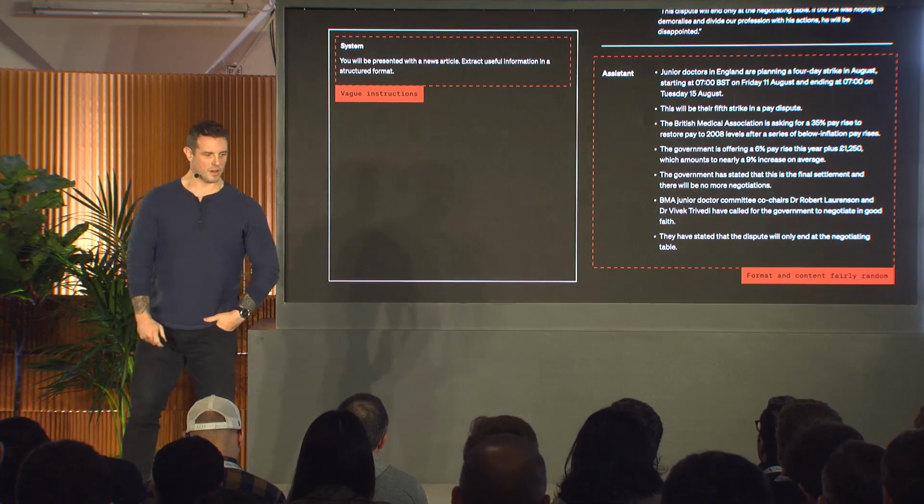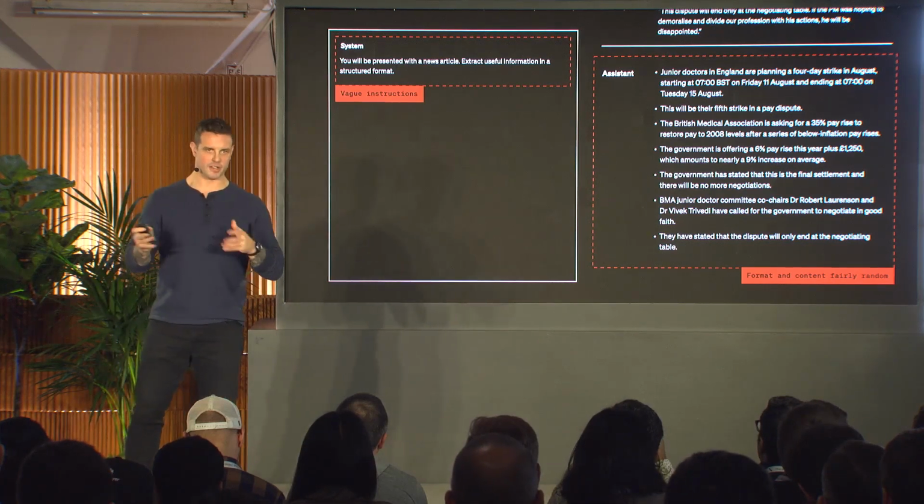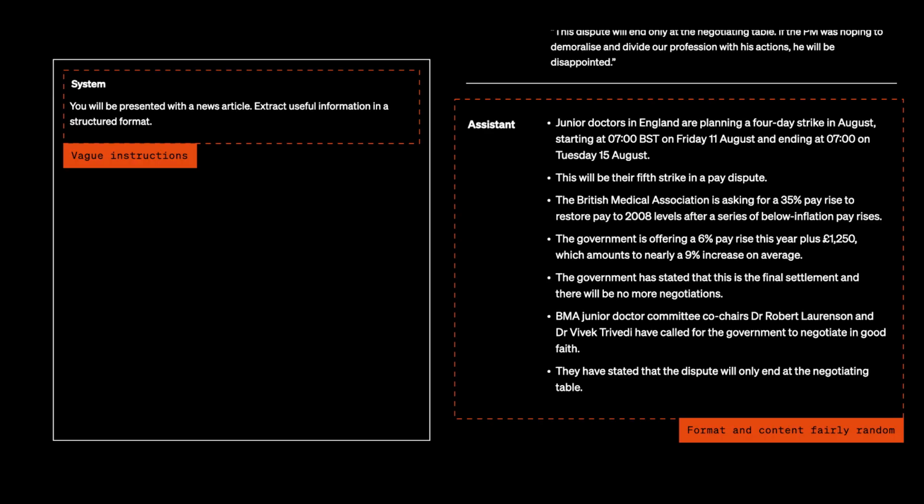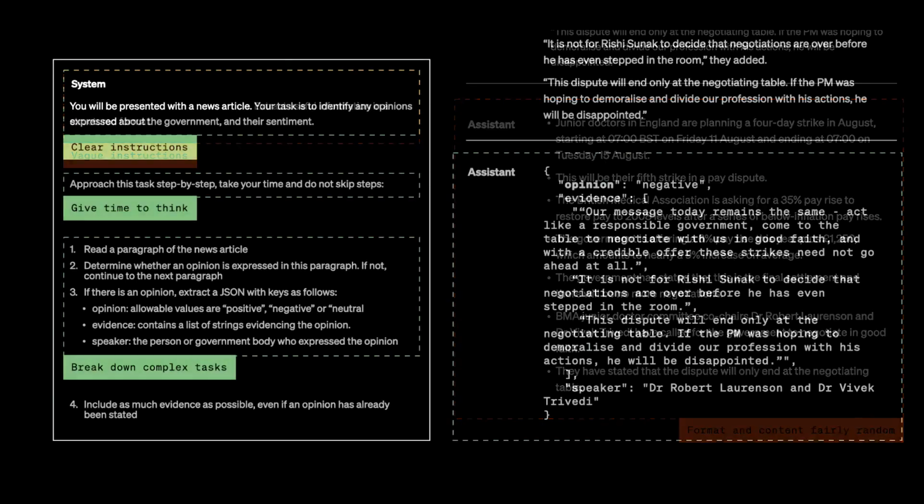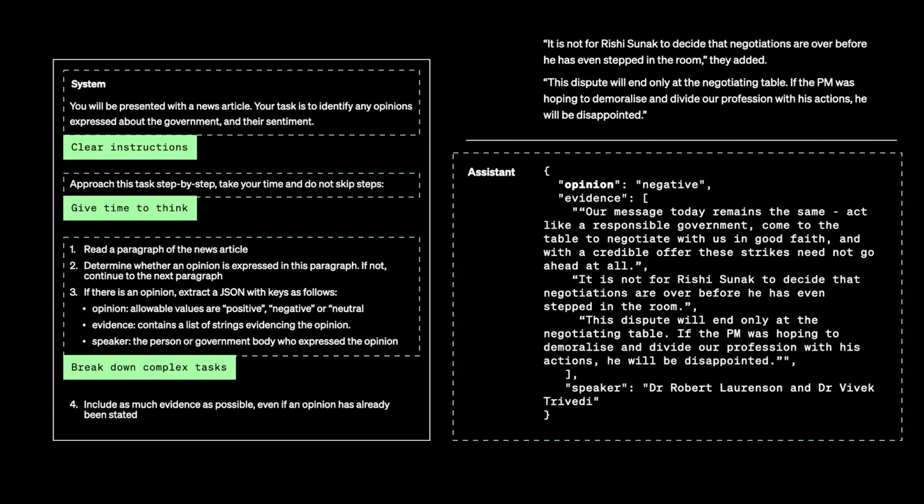So, a quick recap of things not to do and things to do with prompts. We've got a pretty bad prompt here with some vague instructions and some fairly random output. And just recapping a couple of ways to improve that. So, clear instructions, telling it exactly what it will be presented with and what its task is. Giving it time to think. This isn't a particularly good example here. I'm telling it to approach the task step by step, and so on.